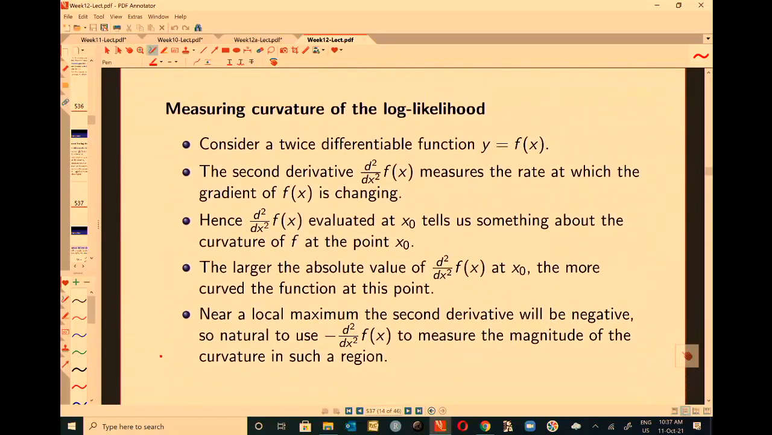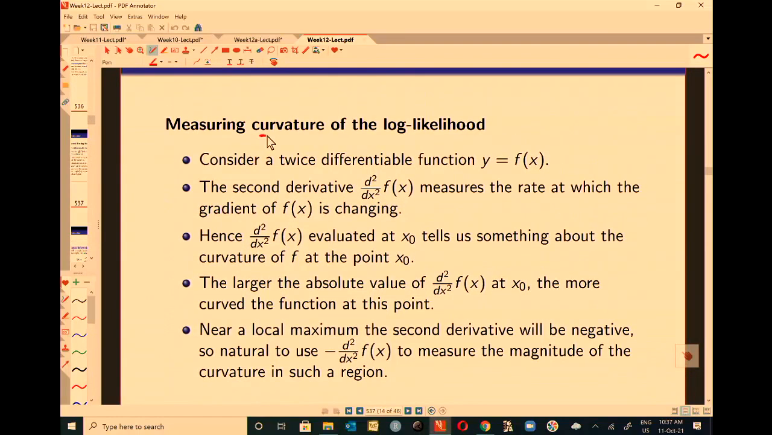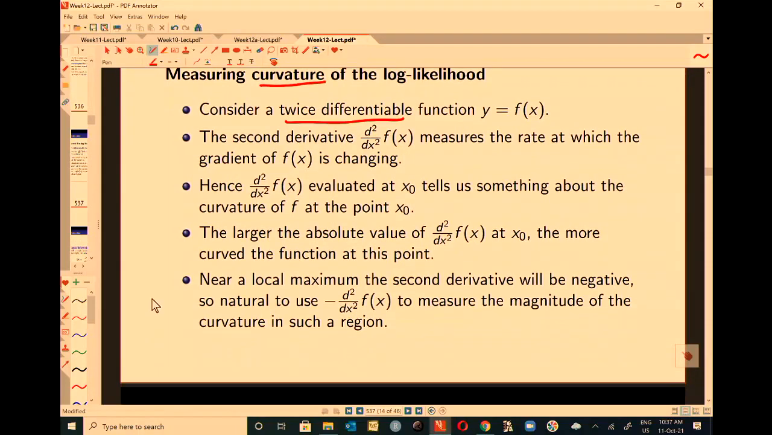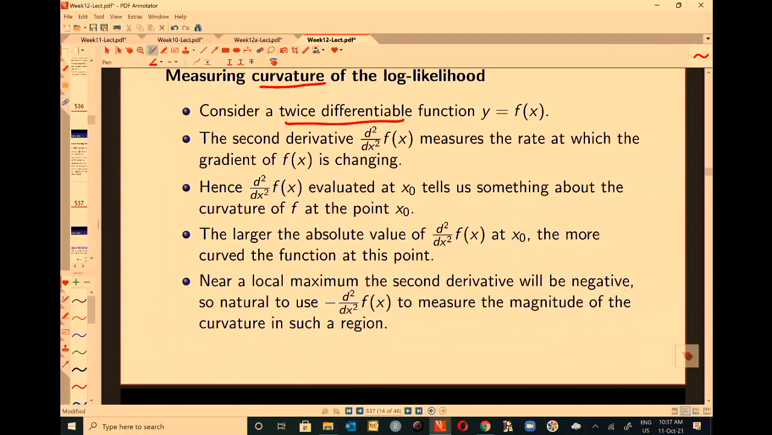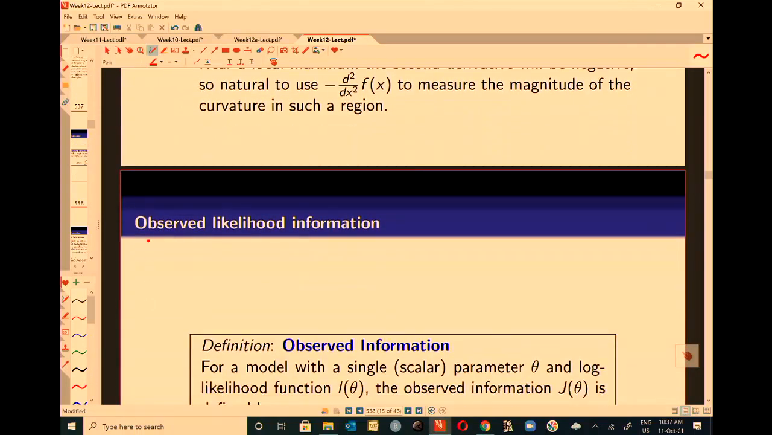This idea of curvature of the likelihood is important, and that comes from the second derivative. And we'll see how the second derivative actually is rather useful. If you've done any calculus, you'll know the second derivative can decide for us whether it's a maxima or a minima or a saddle point or a point of inflection. Those kinds of things can be decided here.